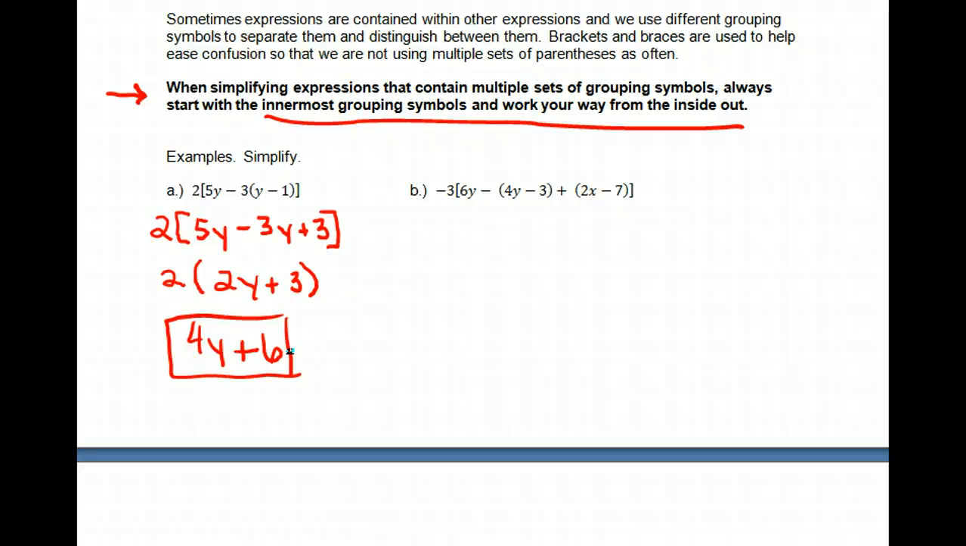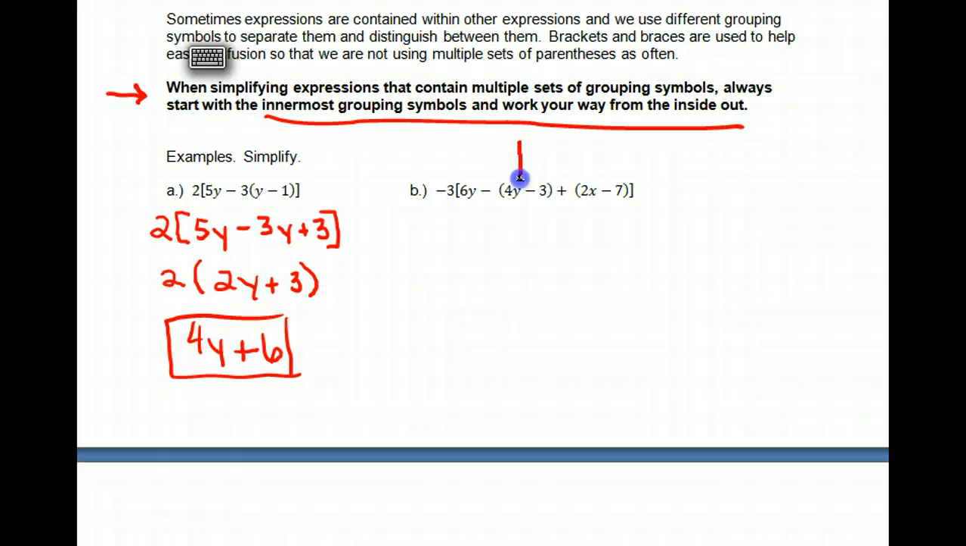Now we're going to go ahead and move on to example B. In example B, we're going to find our innermost parentheses. Now, in this example, inside the bracket, we do have 2 sets of parentheses. So let's take a look at each set here.